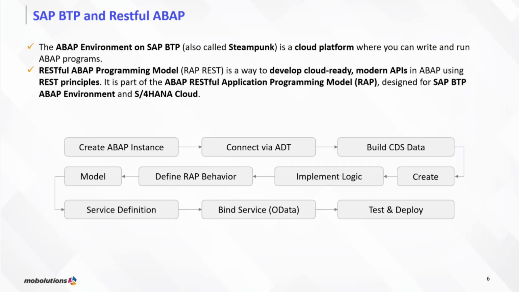In short, ABAP on BTP with RAP lets us innovate rapidly, build modern, secure, and scalable applications, and transform classic ABAP into a truly cloud-ready platform.